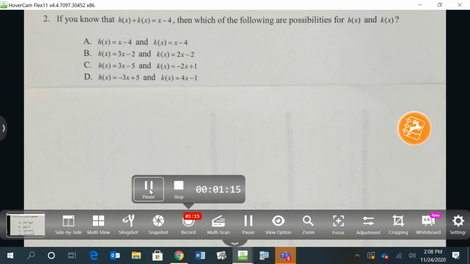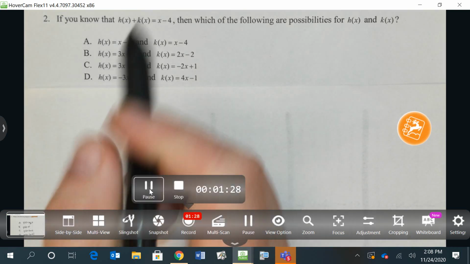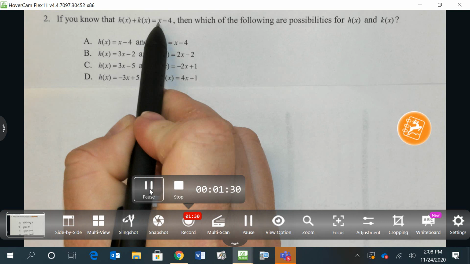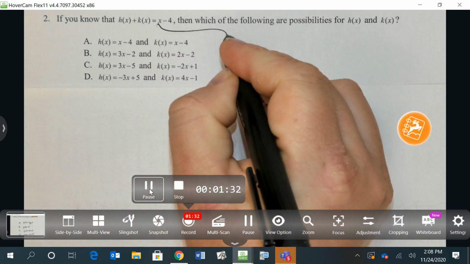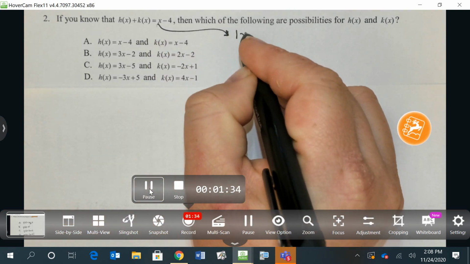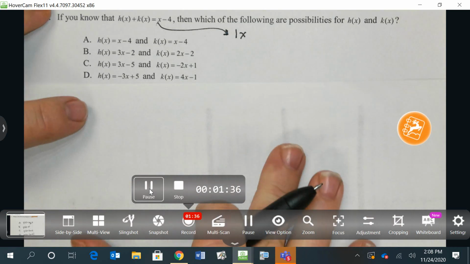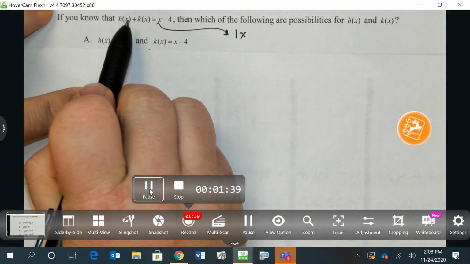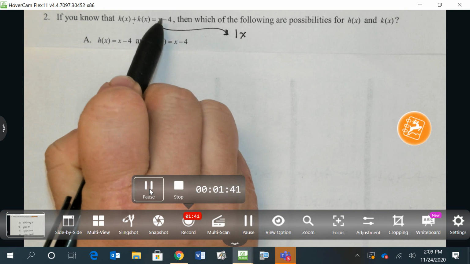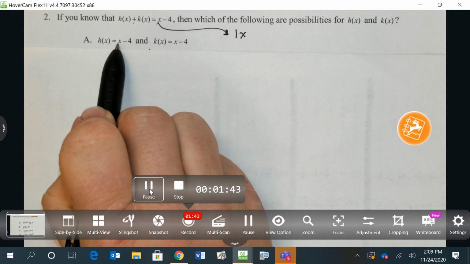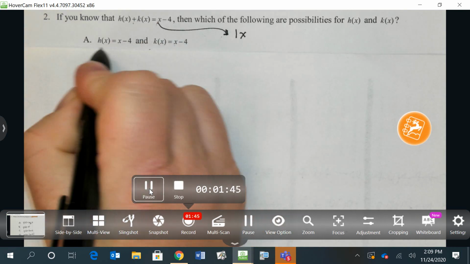If you know that two particular functions are going to combine to equal x subtract 4, then which of the following is a possibility for specifically what h of x is equal to and what k of x is equal to? So again, we're going to use process of elimination. I know that when I combine just the x's, I need to end up with 1x. So I'm going to try to do the least amount of work, knowing that this is a multiple choice question. So let's look here. When I add them together, do I end up with only 1x? So 1x and 1x would give me 2x.